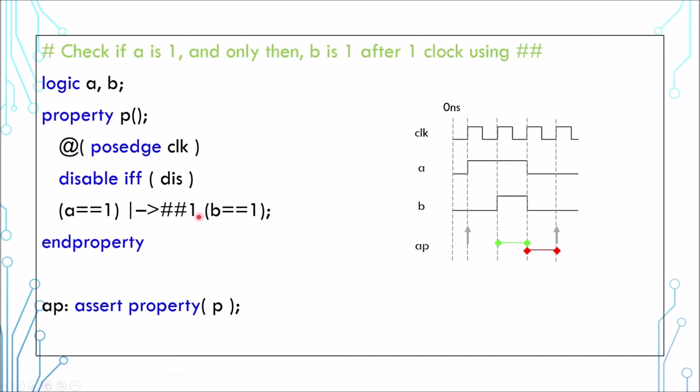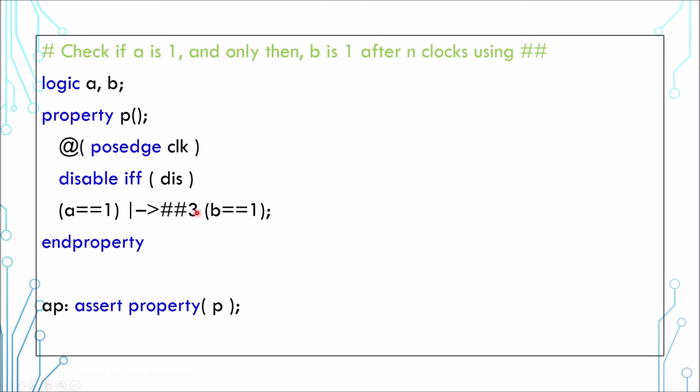This example shows a common usage of double hash along with overlapped implication. It means if A is 1, then check B is 1 after 1 clock. It is exactly the same as a non-overlapped implication. However, this format is better because you can now use different value as delay. Let's say the delay is 3.